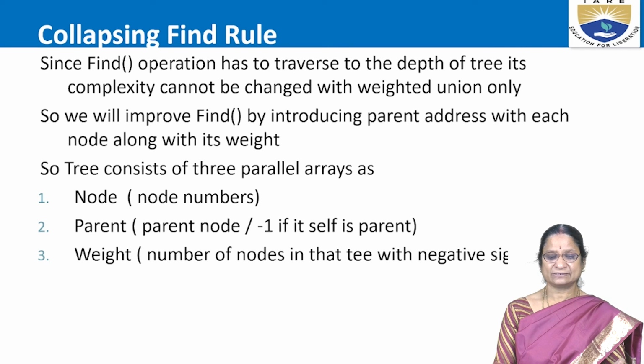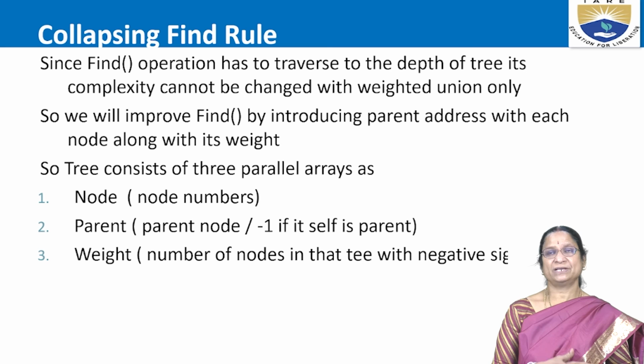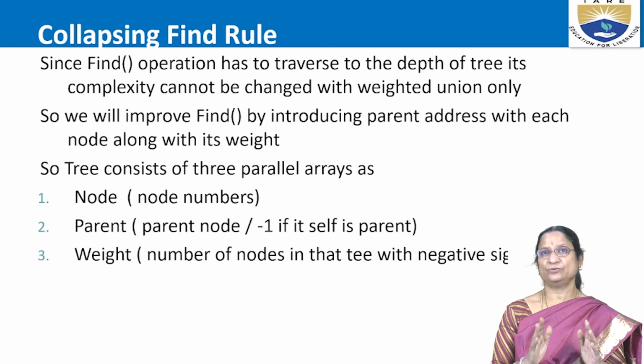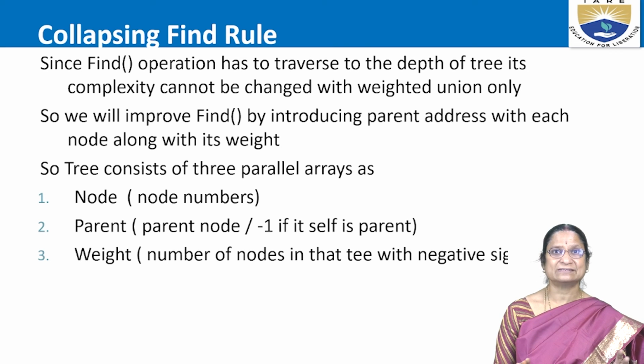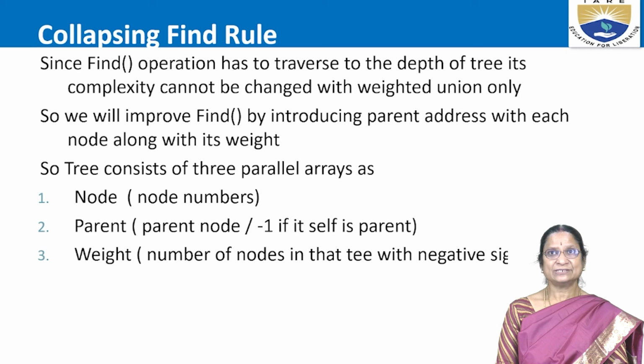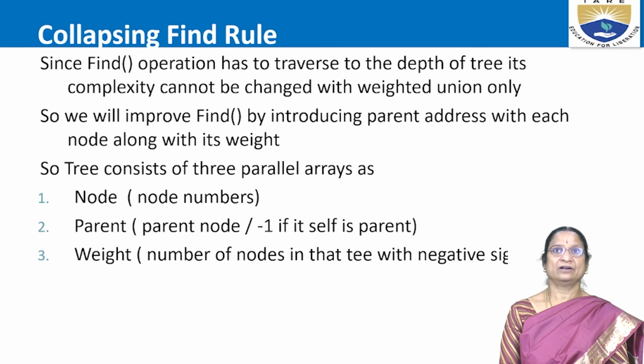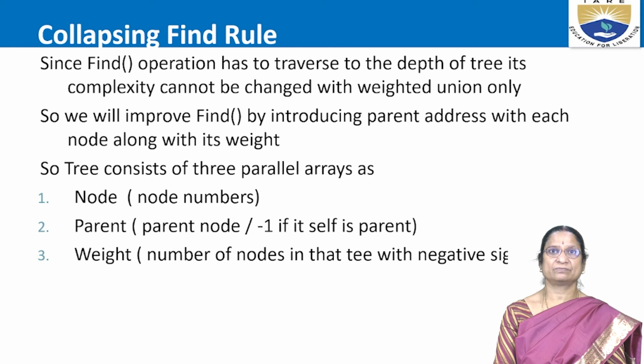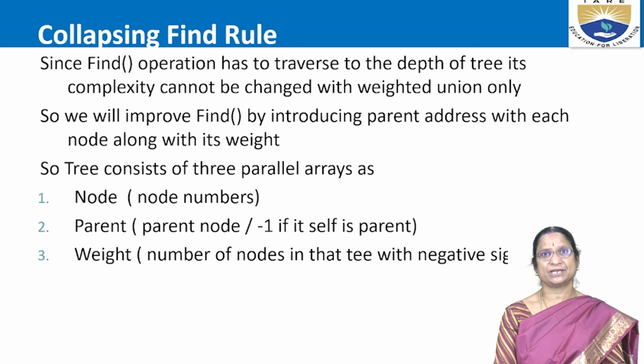Since the find operation we didn't refine it. The weighted union operation was improved by using the weighted union concept. So the find operation has to be performed by us. How do we perform this find operation? As we discussed earlier, the find operation will take order of n, linear complexity. It has to traverse to the depth of the tree, so the complexity cannot be changed with the weighted union. So with weighted union, it cannot be changed.